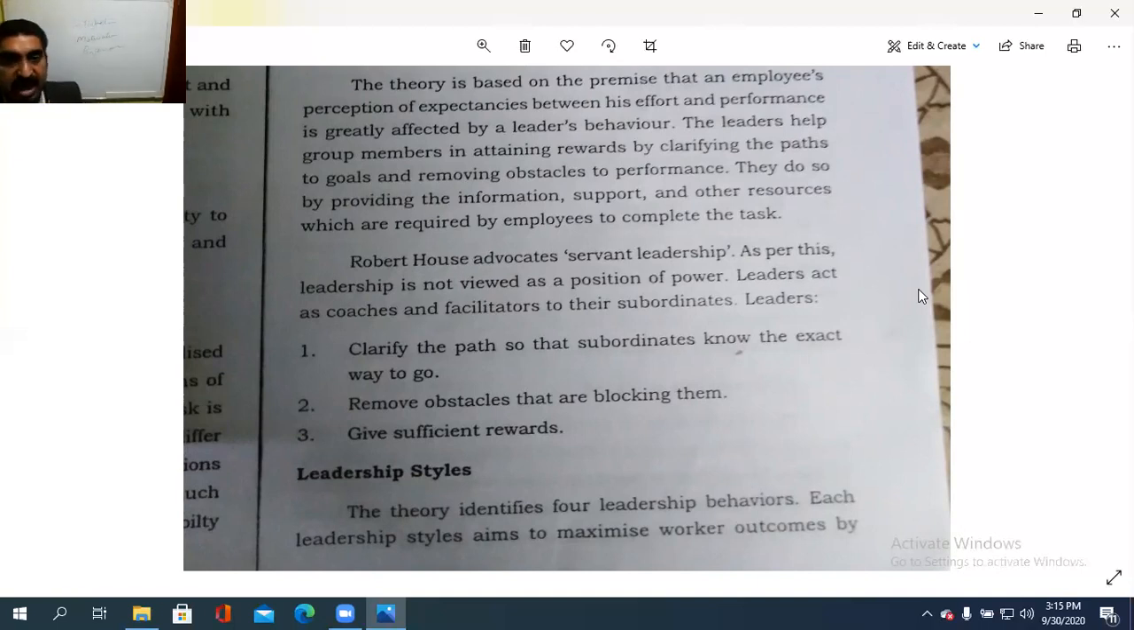Therefore, leaders clarify the path so that subordinates know the exact way to go. A clear-cut way towards achieving the goal is to be created by the leader and followed by the subordinates. Clear? So the subordinates know the exact way to go to achieve the goal. So that is the one point. Clarify the path so that subordinates can go the clear-cut way towards achieving the goal. Next is remove the obstacles that are blocking them.